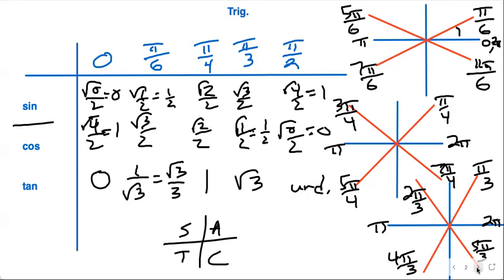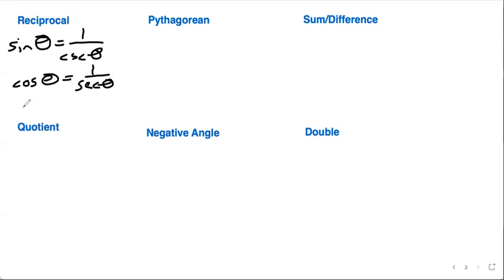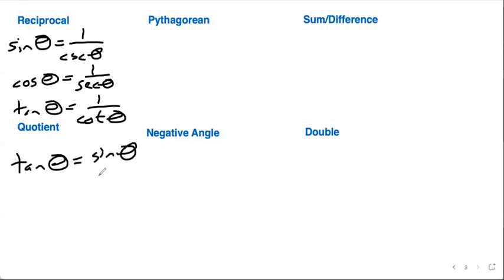Beyond that, you need to know your identities. Here we go. The reciprocal of sine is cosecant. The reciprocal of cosine is secant. The reciprocal of tangent is cotangent. Quotient identities. Tangent is sine over cosine. Cotangent is cosine over sine.